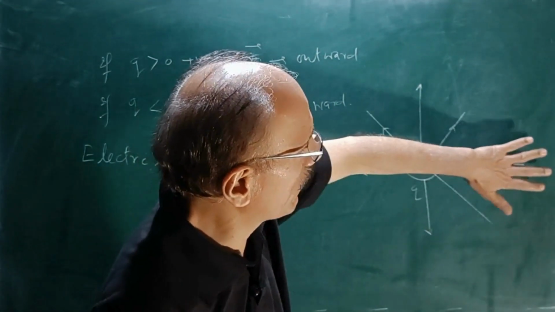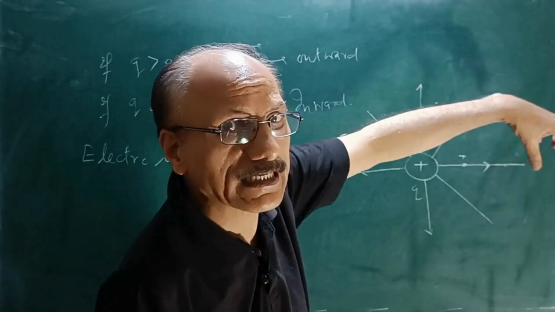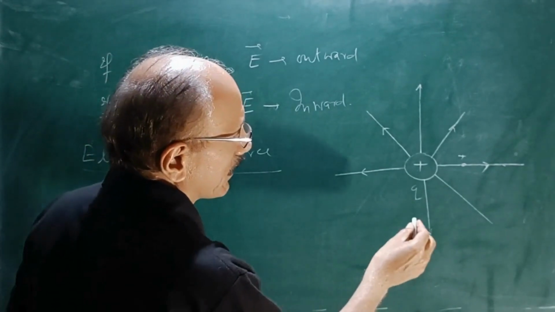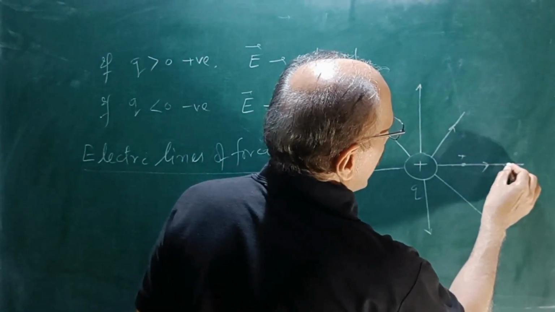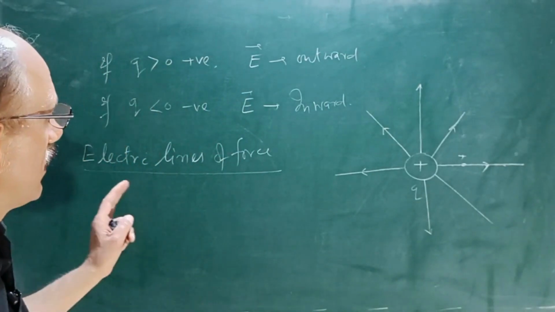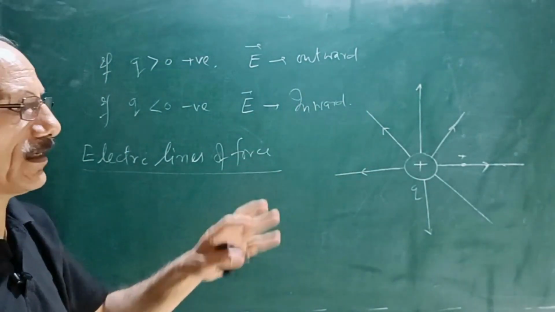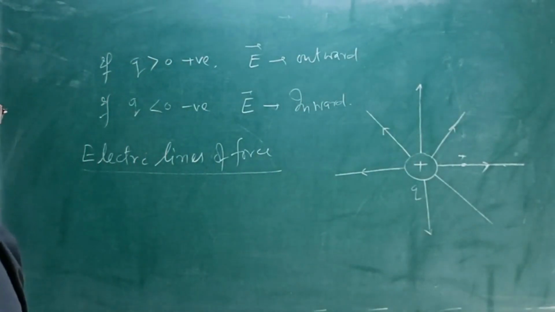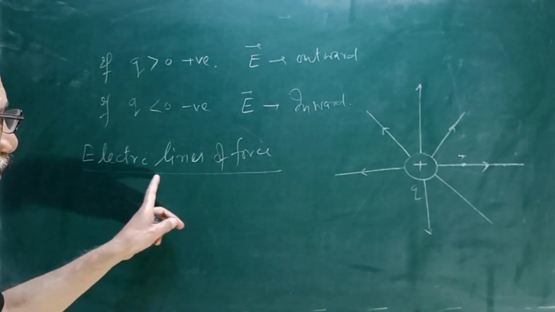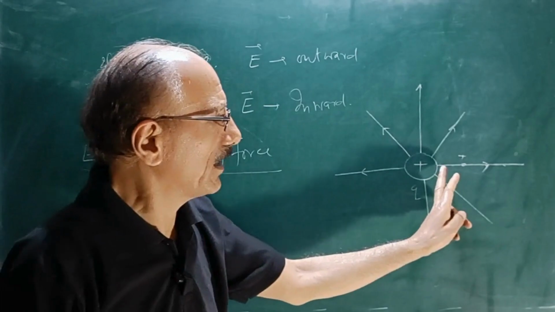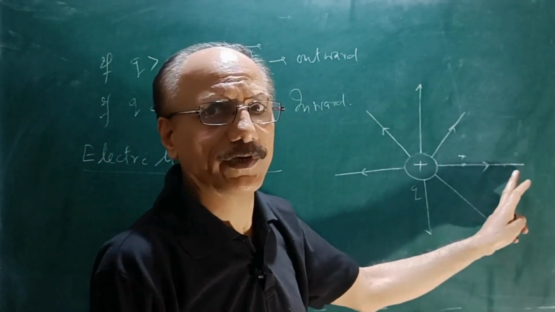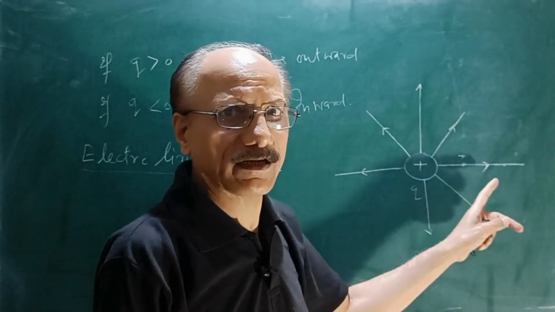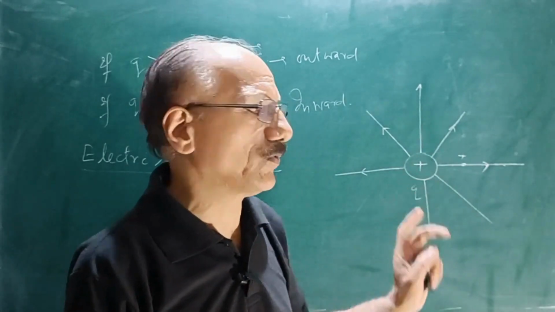the field of the charge up to which it is being influenced. That means this electric line of force is nothing but the path followed by this unit positive charge if it is free to do so in the electric field. So it will be up to the electric field, जहां तक इसका influence होगा. So electric line of force can be defined as the path followed by unit positive test charge in the electric field if it is free to do so.